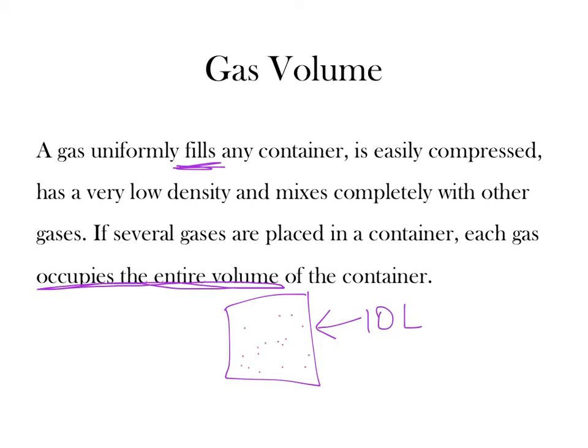Well, the gas is going to take up the entire 10 liters, because you've got random gas molecules filling the container. Now, if you have 2 gases in that container, both gases are going to take up the entire 10 liters. Both gases are going to expand to fill their entire container. So 10 liters of the blue gas plus 10 liters of the red gas makes a total of 10 liters total.